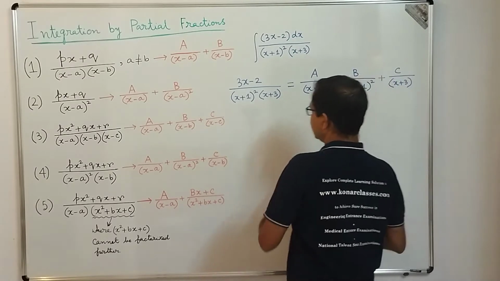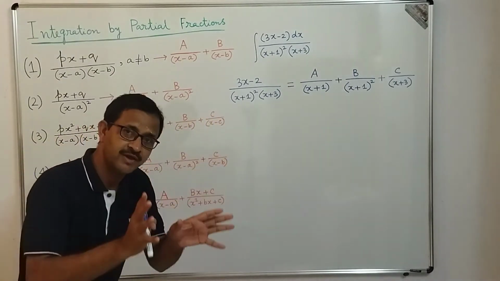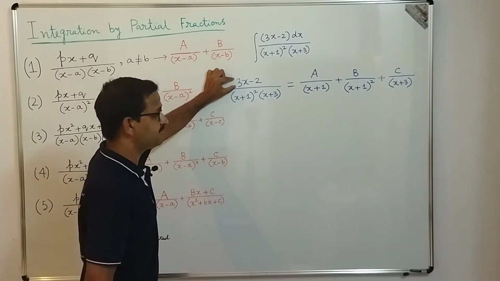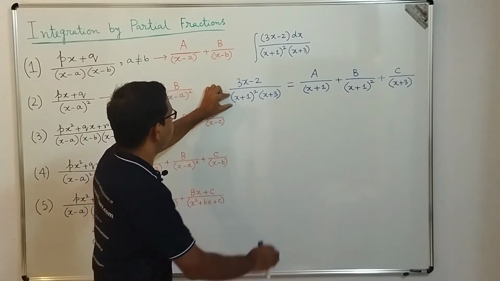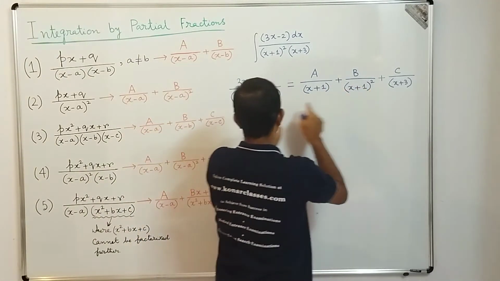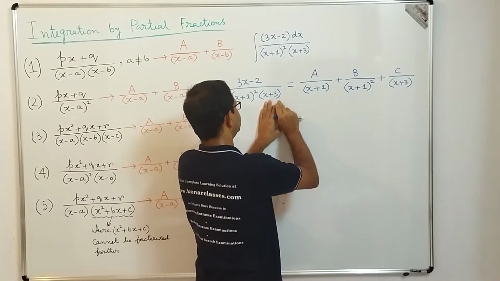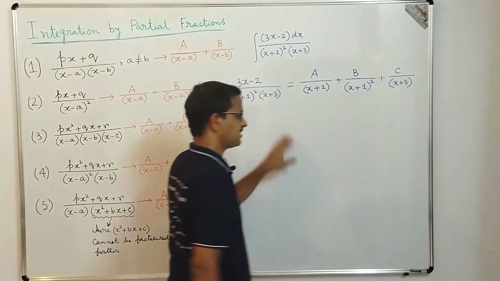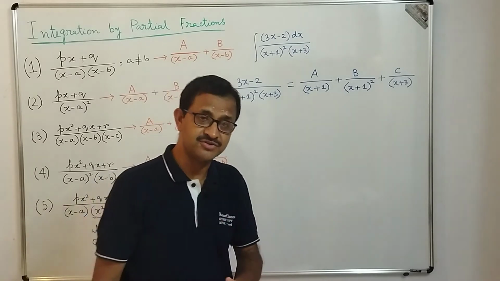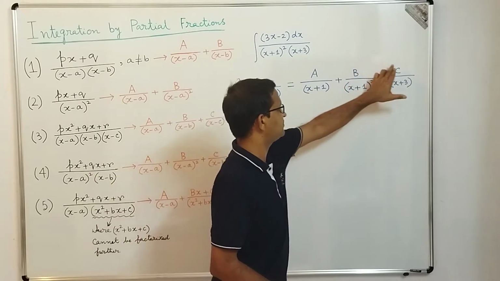So why have we done so? We see that x plus 1 whole square is there, and the numerator is a linear polynomial here. So first we need to write A by x plus 1 plus B by x plus 1 whole square, because x plus 1 whole square is there, and there is another linear expression, that is x plus 3, so we write C by x plus 3. So what are capital A, capital B, capital C? They are real constants. And what is our target? Our target is to find the value of these constants first.